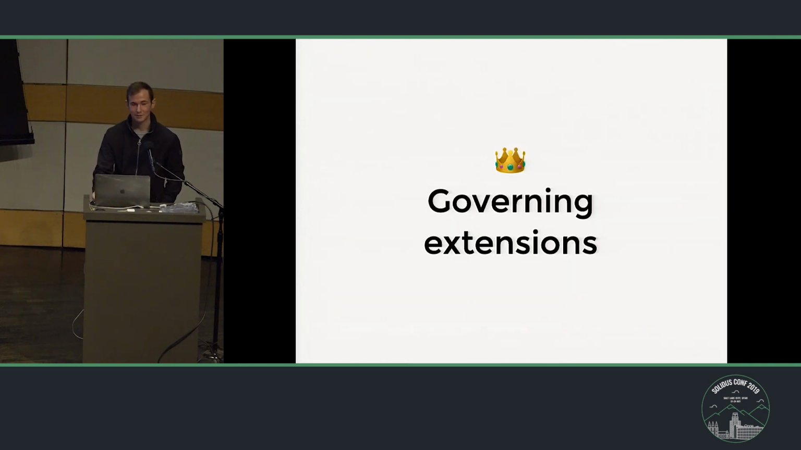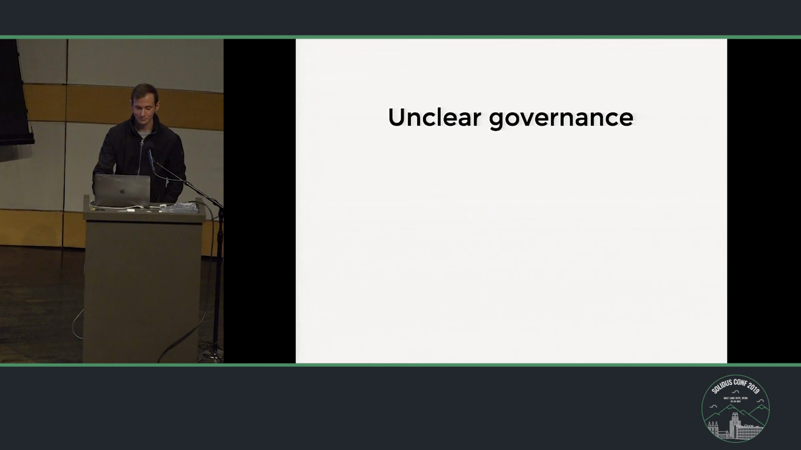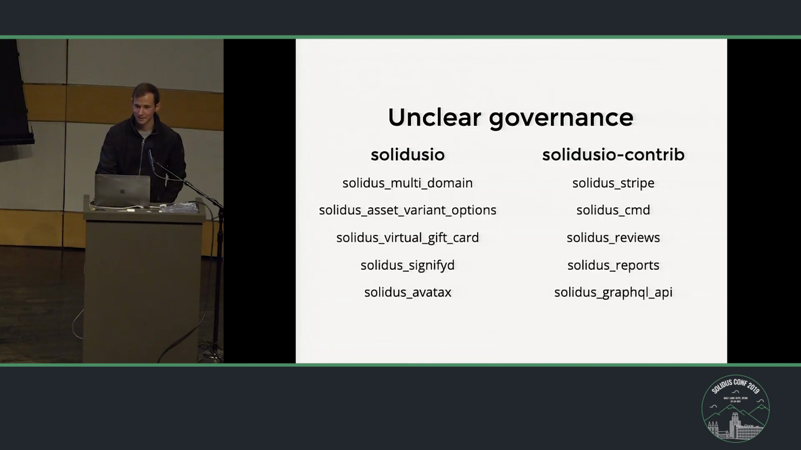Now let's talk about governance. Historically, Solidus has adopted this pre-governance model. So our code is distributed across two GitHub organizations. We have Solidus.io, which is for critical functionality and the core. And then we have Solidus.io Contrib, which is for additional community-maintained functionality. Now, we haven't done a great job over the years of enforcing this policy, which led to some interesting results.